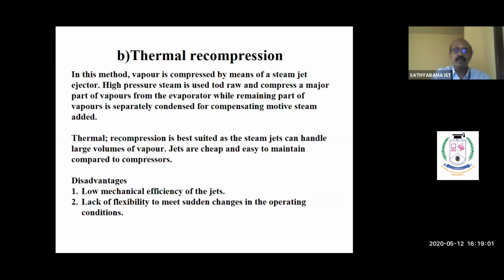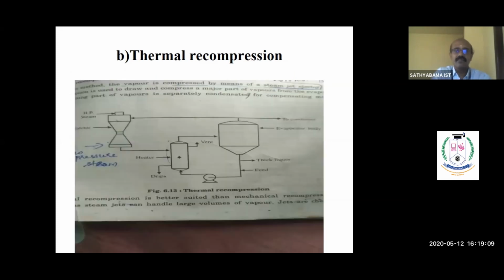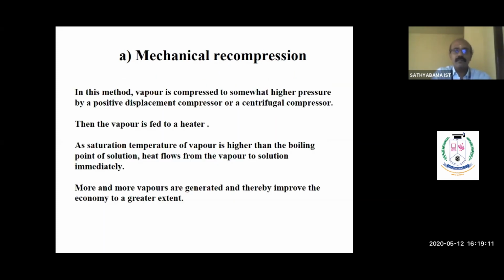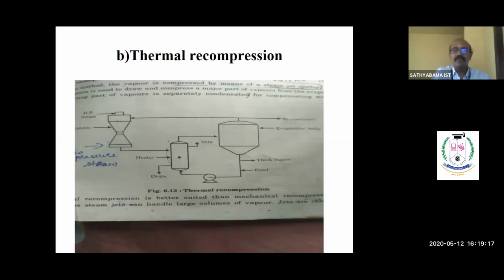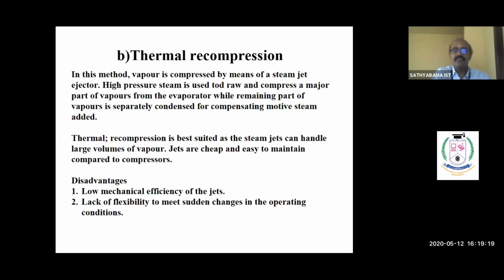Coming to the disadvantages, there is low mechanical efficiency of the jets and lack of flexibility whenever the operating conditions are suddenly changed. So that is about thermal recompression. In mechanical recompression, the vapor is compressed to a higher pressure by means of a positive displacement compressor or a centrifugal compressor, whereas in thermal recompression, the vapor is compressed by means of a steam jet ejector, such that the economy can be greatly improved.